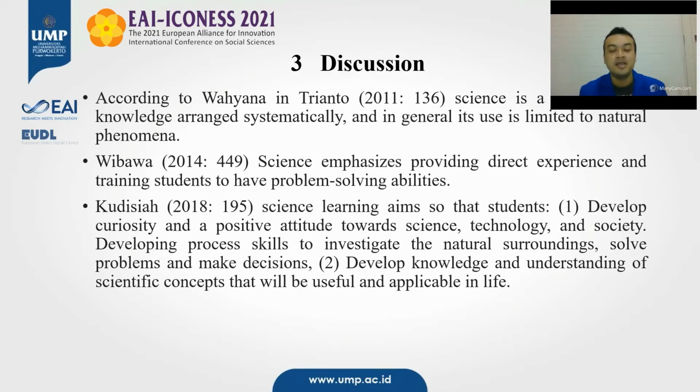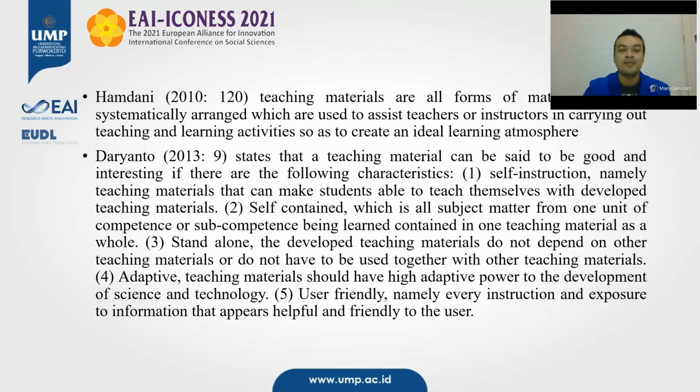According to Chia, science learning aims so that students 1. Develop curiosity and positive attitudes towards science, technology, and society. Developing process skills to investigate the natural surrounding, solve problems, and make decisions. 2. Develop knowledge and understanding of scientific concepts that will be useful and applicable in life.